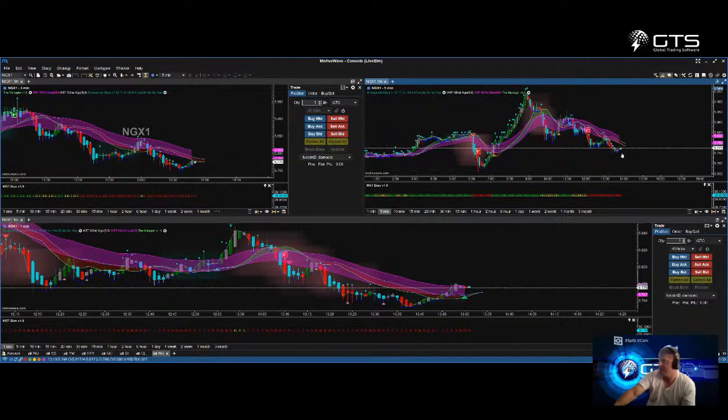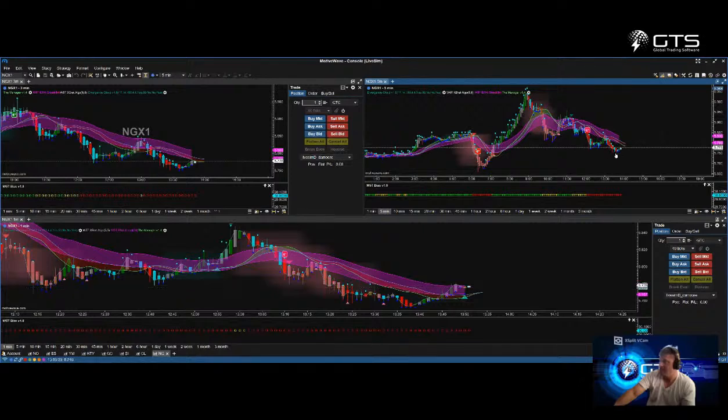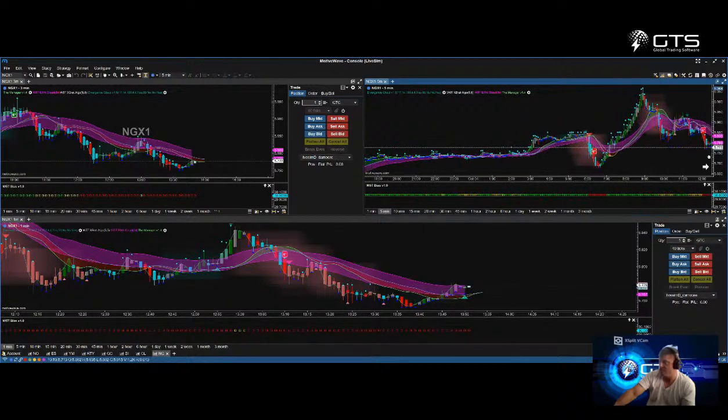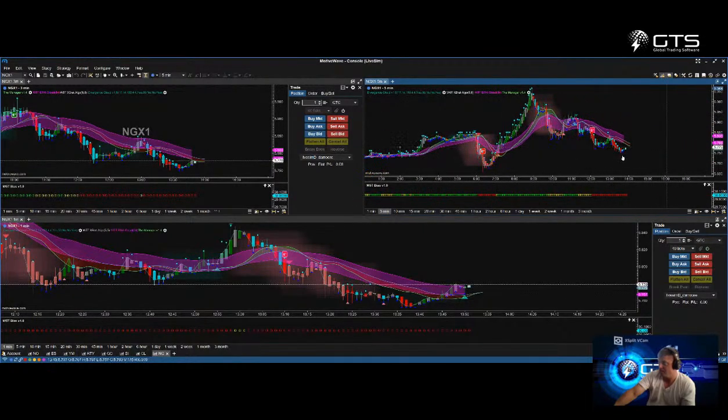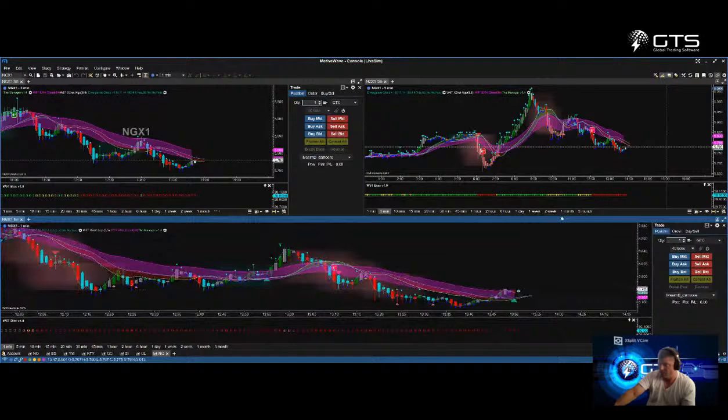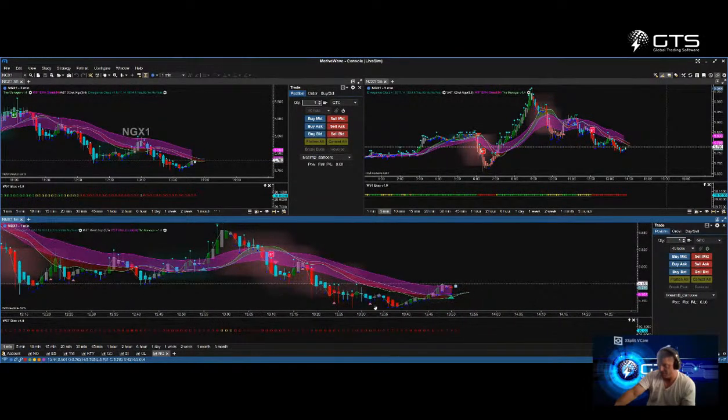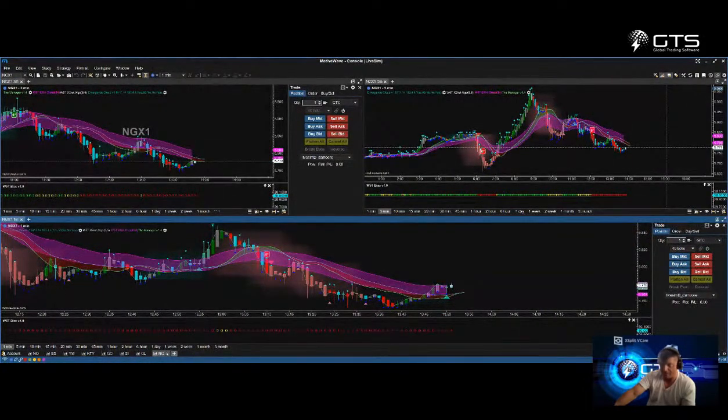Aha. If you decided to take the natural gas trade, you saw what I was talking about there. Whenever it hit off of 750 right there, it didn't really have enough steam to keep going down.